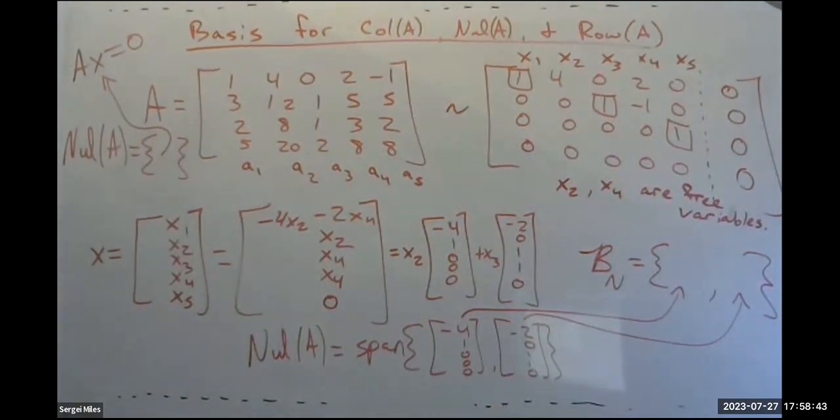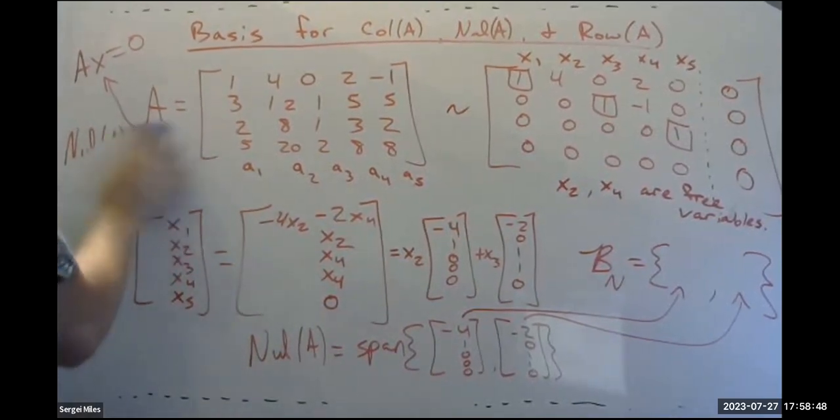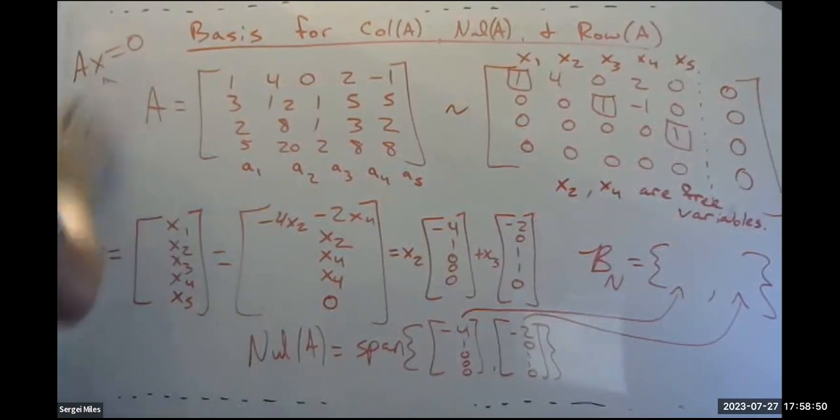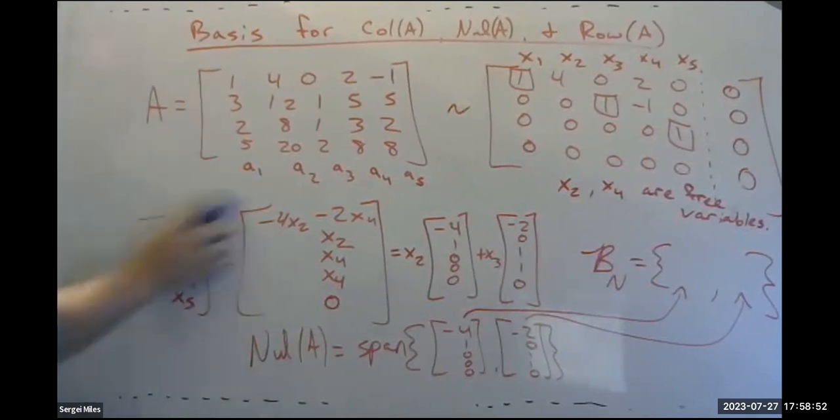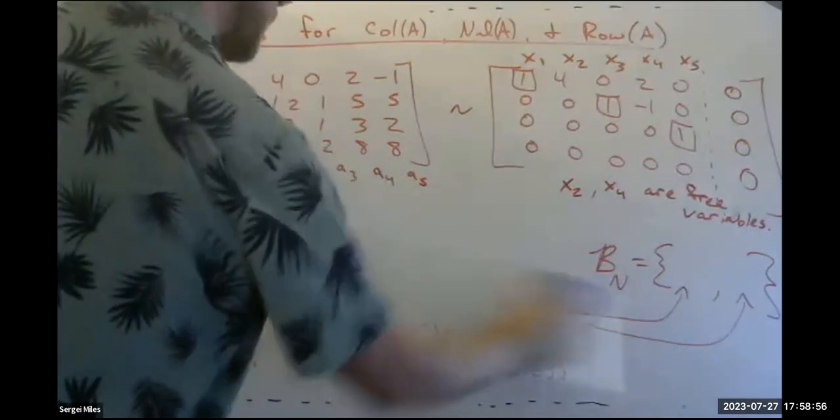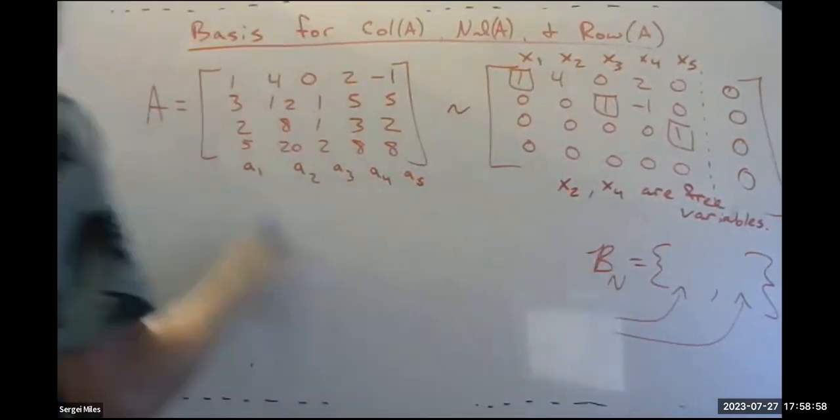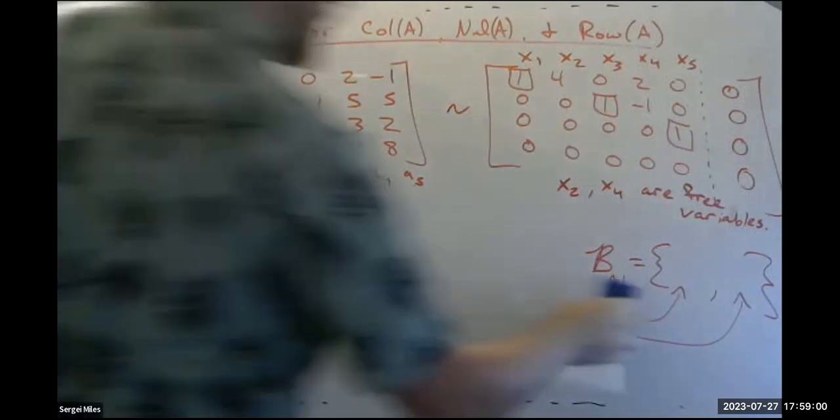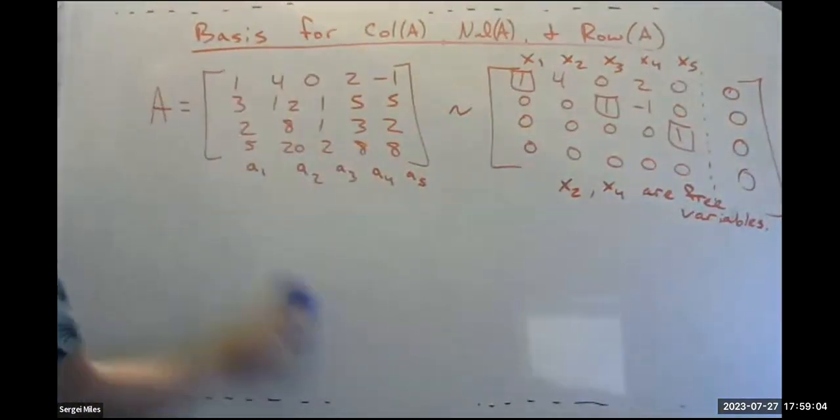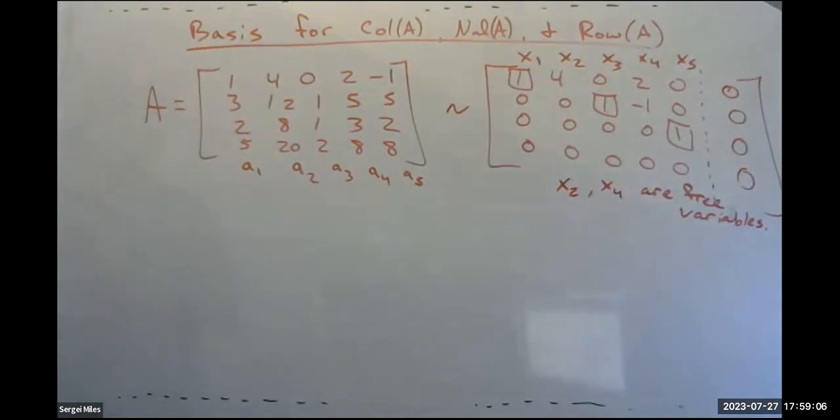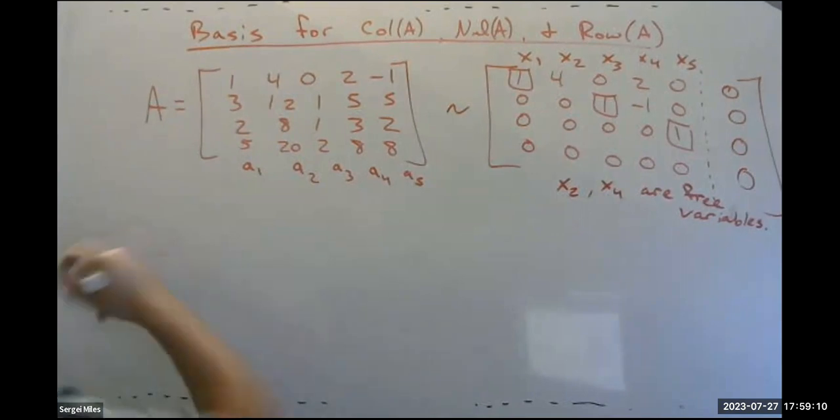Lastly, what about the row space? Now here we have to be careful. Well, for the column space, I could just take the columns from the original matrix A, and that was fine. Well, for the row space, it only works so well. Why is that? Well, let's check.